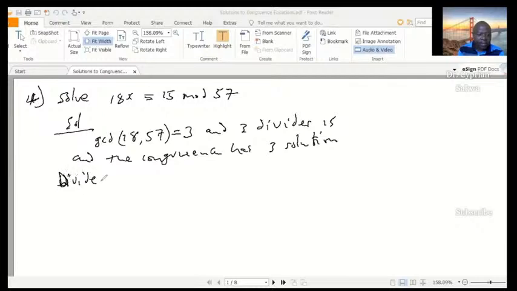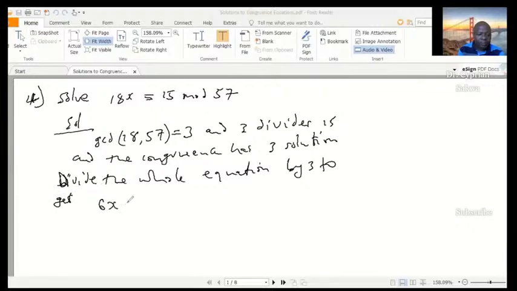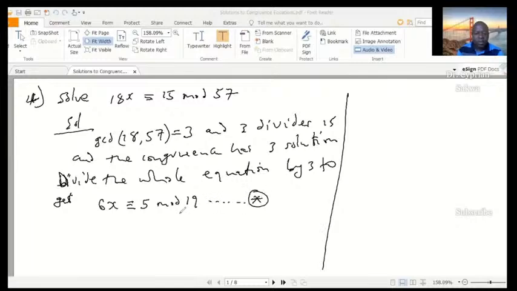Divide the whole equation by 3. When you divide by 3, you get 6x is congruent to 5 mod 19. Now, this is what we will solve, and then use the solutions. The same solutions will be applied to the original equation. So let's solve this by Euclid's.